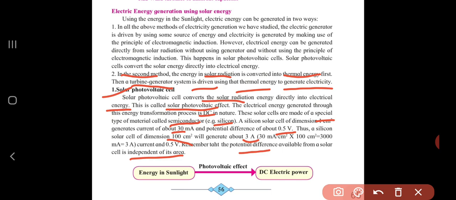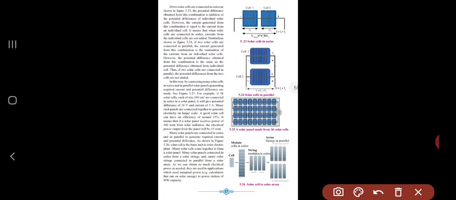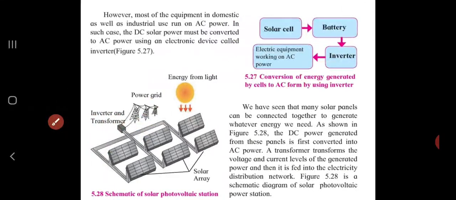So potential difference has nothing to do with area. Current gets affected, so current gets multiplied. If you multiply 30 milliampere by 100, you get a current of about 3 ampere. So this is how energy in sunlight, through the photovoltaic effect, gets converted into DC electric power. Now the good thing is this whole page is eliminated for you, so you have nothing to do with this. Now this is what the further part is.